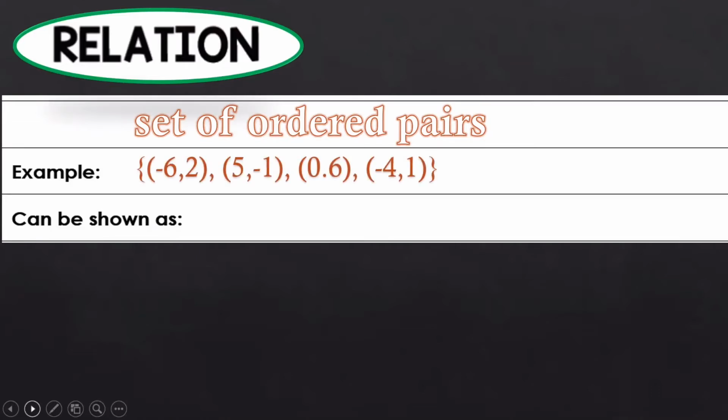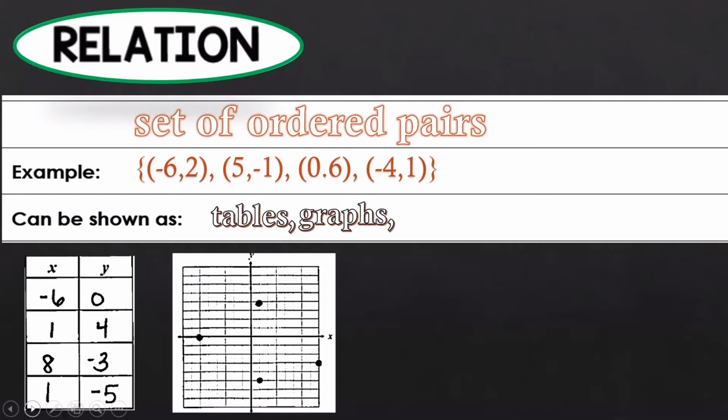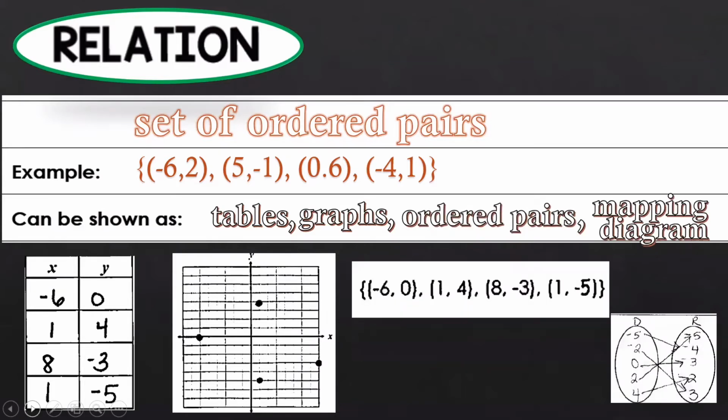There's 4 ordered pairs here. We can show relations as tables, graphs, ordered pairs, which is what you had, or something called a mapping diagram. So take a look at the mapping diagram. The left circle are your x's. The arrow is drawn to the right circle, your y's.